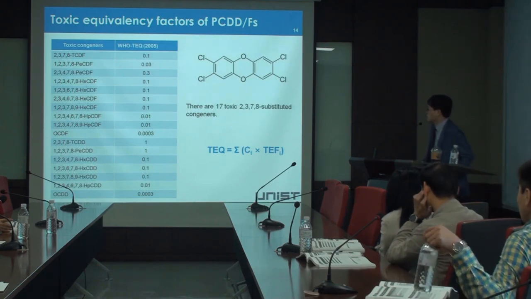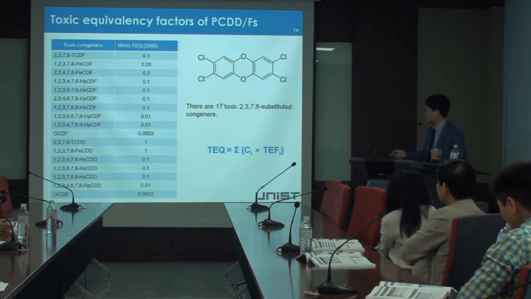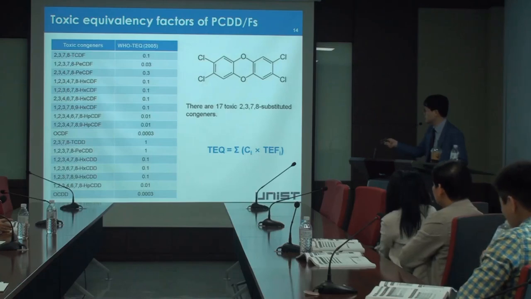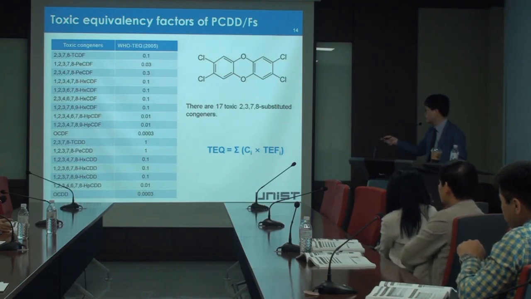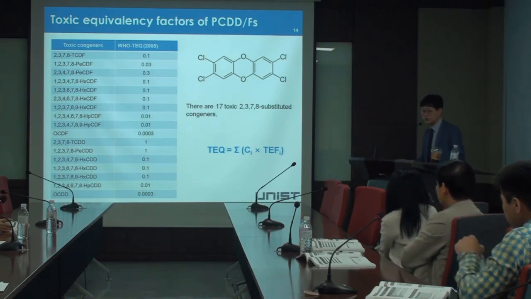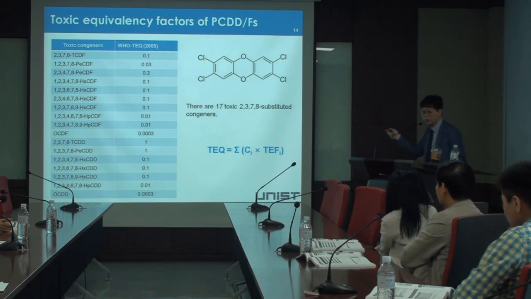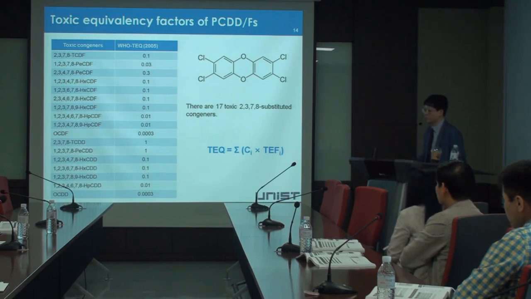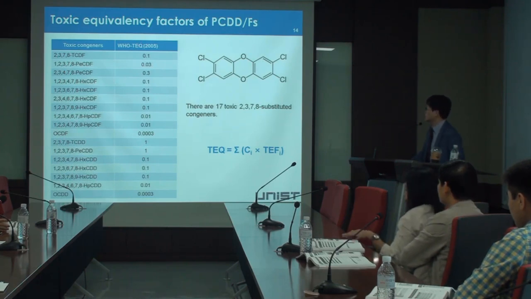Okay. Among the more than 200 congeners, isomers, we generally focus on 17 toxic congeners. All these congeners have the 2,3,7,8 positions. The basic structure is this, and then we can add chlorines from here, here, and so on. This chemical has toxic evaluation values called toxic equivalence factors, TEF. Sorry, this is not TQ, this is TEF, toxic equivalence factors.